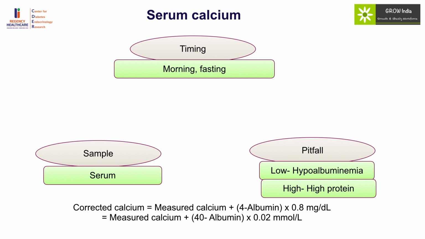For every 1 gram per dl decrease in albumin levels, we need to add 0.8 milligram per dl to the calcium level to get a corrected calcium. A similar correction can be done when we are using gram per liter for albumin, multiplying by 0.02 in the setting of the SI units of millimoles per liter.